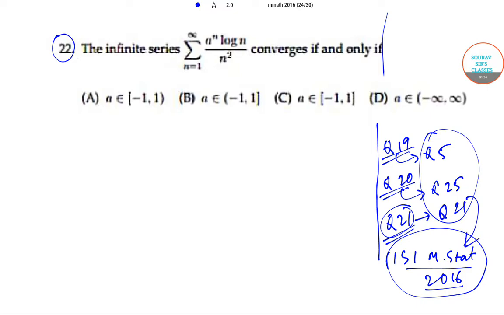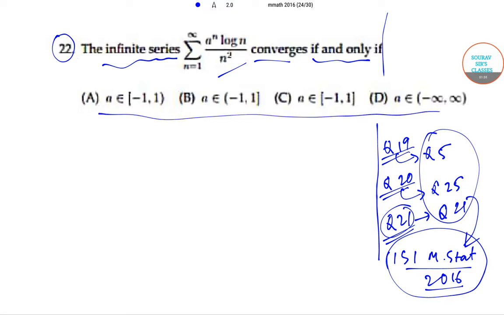So now let's shift our focus to question number 22. In question number 22, we have been asked to find out the range of a for which the infinite series summation of a to the power n into log of n upon n square, where n goes from 1 to infinity, converges. The range of a is given as: a belongs to minus 1 to 1. These are the different ranges. And the last option is a belongs to minus infinity to infinity.